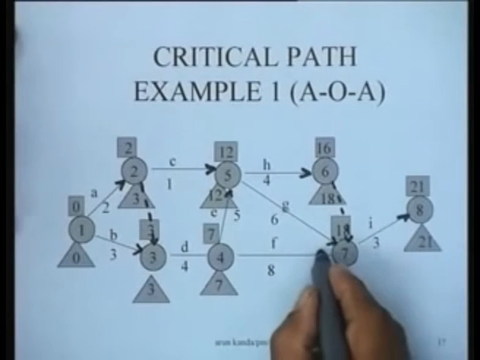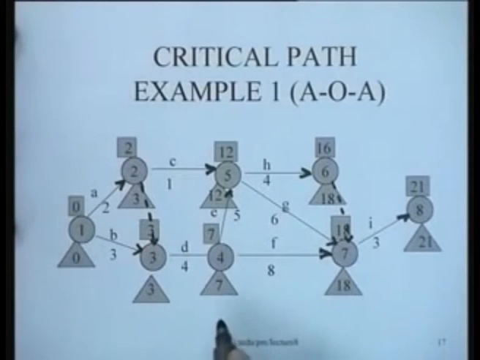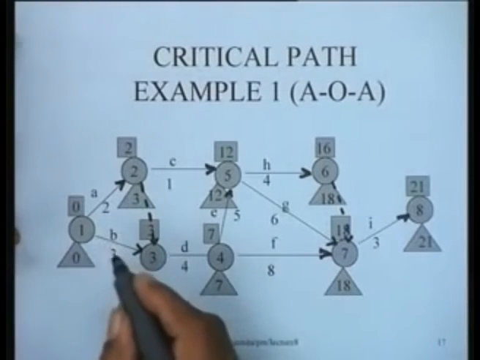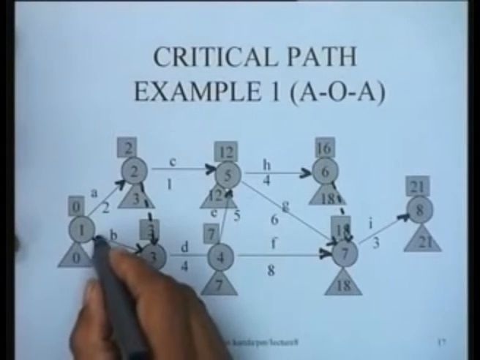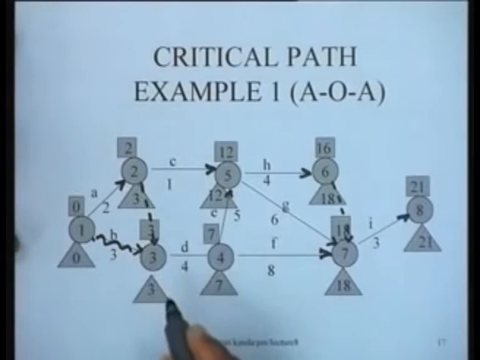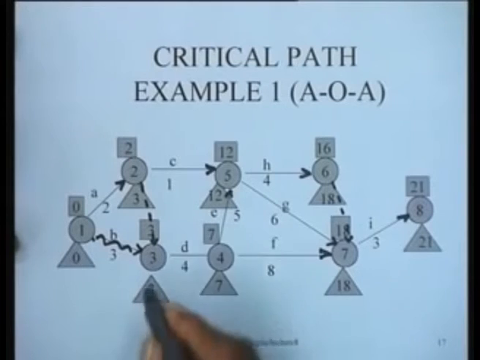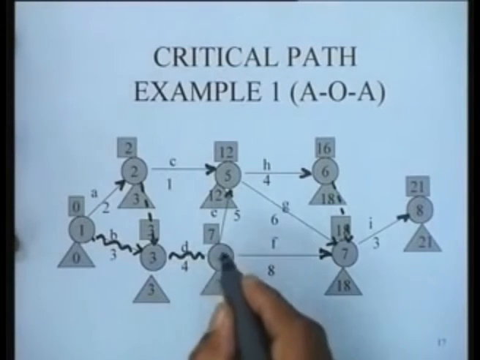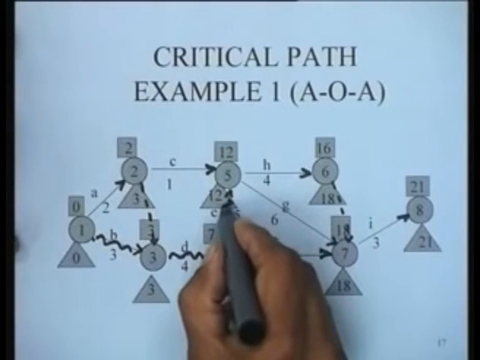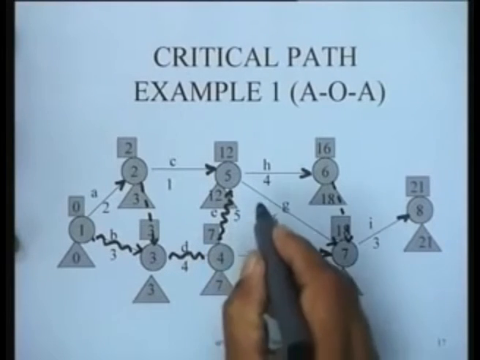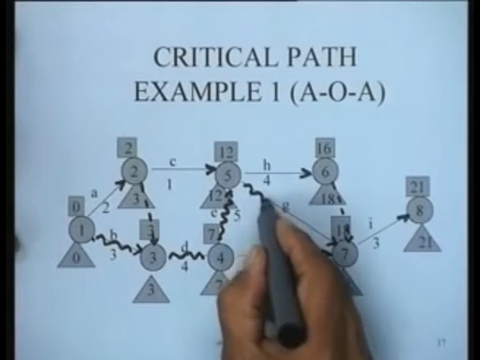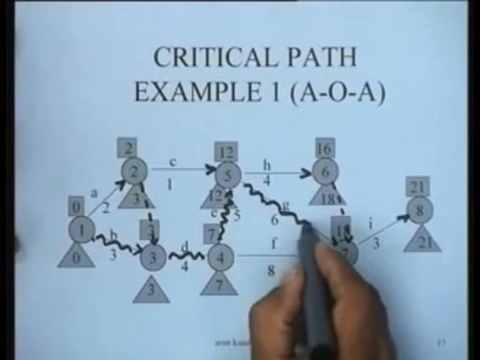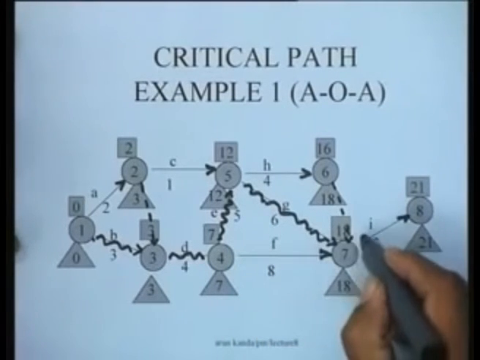Now, if you look at this project network, how would you identify the critical path? Remember, we just did the analysis, and the critical path would be something like this. Activity B was critical, and thereafter D was critical, then E was critical, activity G was critical, and finally I was critical.